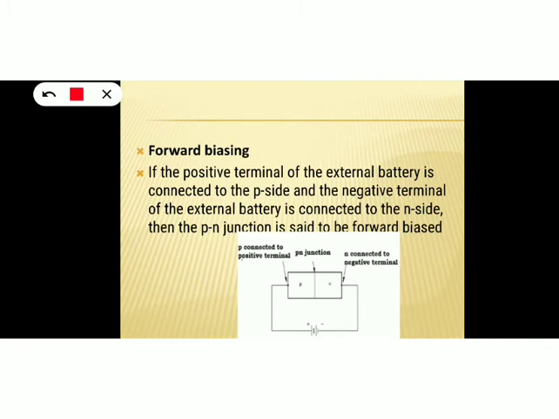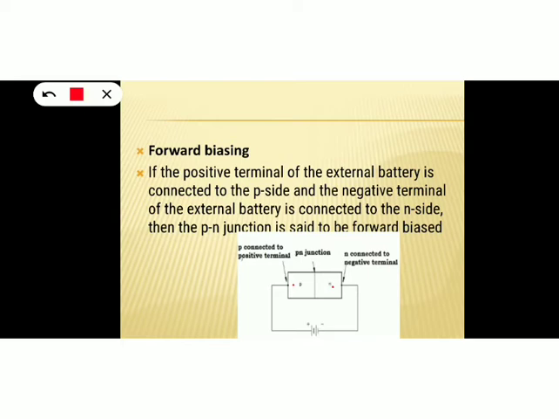If the positive terminal of the battery is connected to the P side and the negative terminal of the battery is connected to the N side, then the PN junction is said to be forward biased. You can see here, this is the P side, connected to the positive of the battery. This is the N side, which is connected to the negative of the battery. Such type of biasing is known as forward biasing.